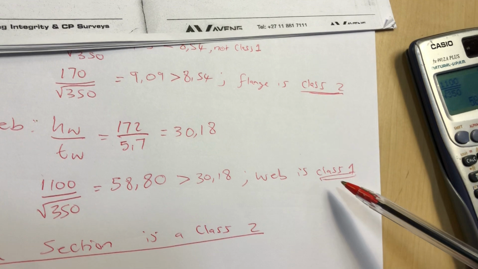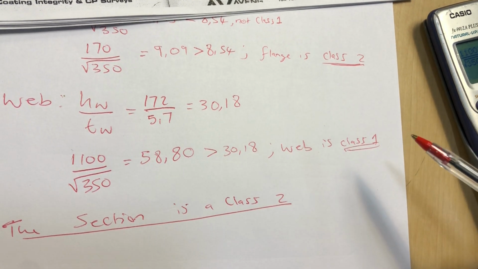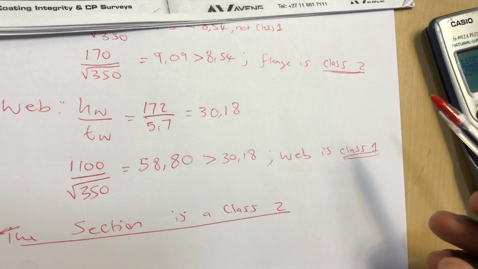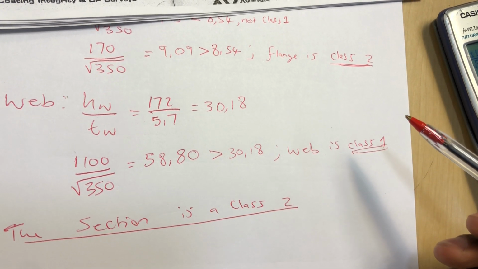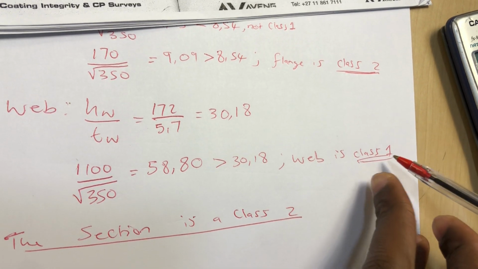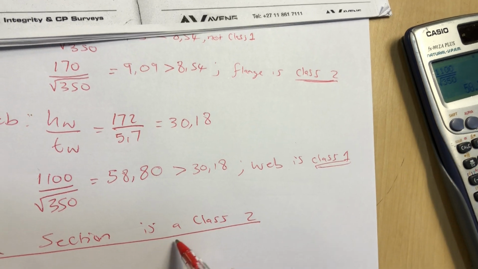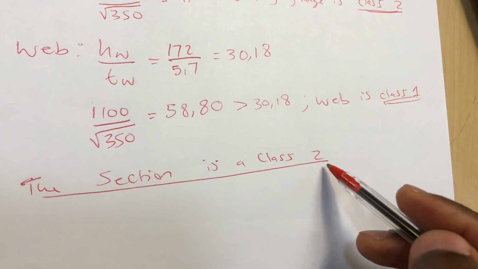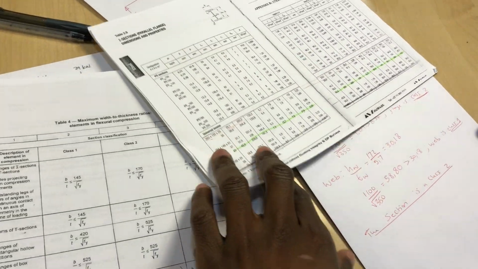Remember, as we move to class 4, it gets more critical. It requires special attention because it's more critical. So between class 1 and class 2, the more critical one is class 2. So your flange is a class 2. We're going to design for a class 2, not a class 1. Okay, so from there, now you come to the moment capacity.